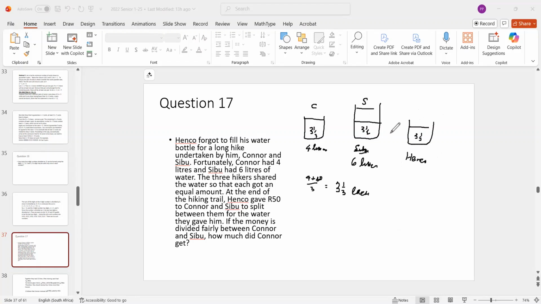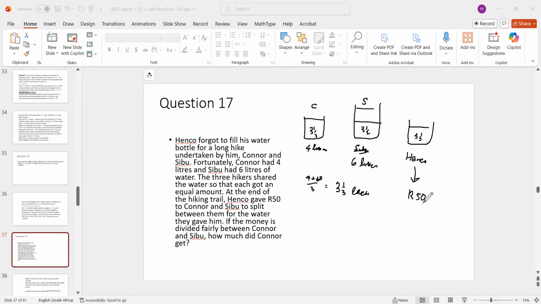So now those 10 liters go on like this. Now Henco, he's the one who was at fault, gives 50 rands to Connor and Sibu to split between them for the water they gave him. So if the money is divided fairly between Connor and Sibu, how much did Connor get?